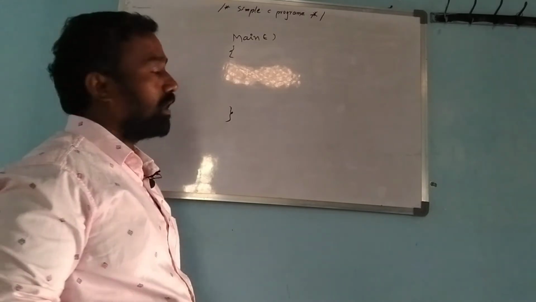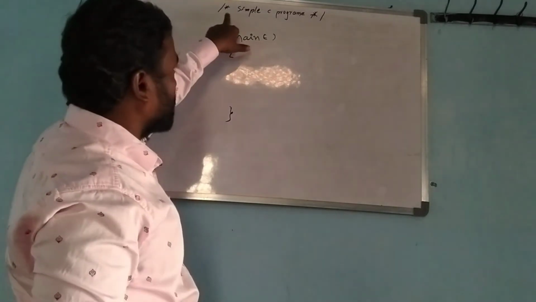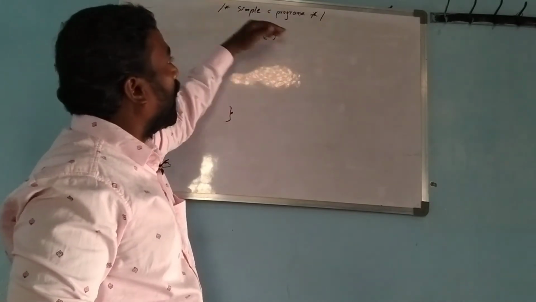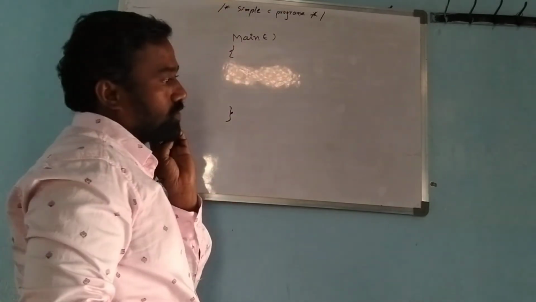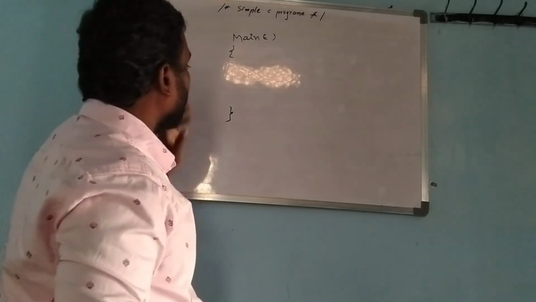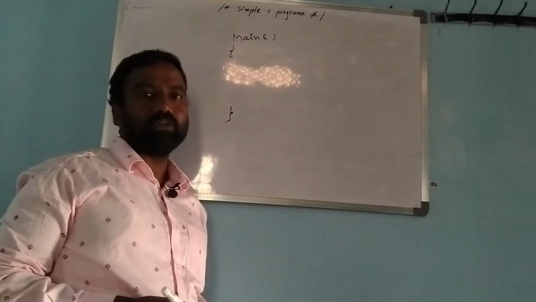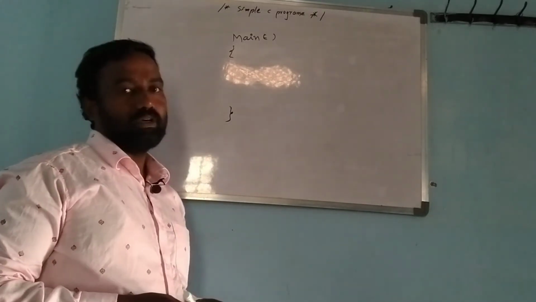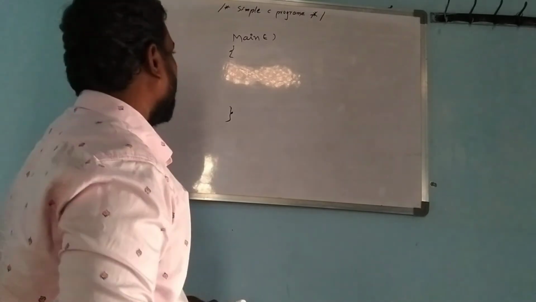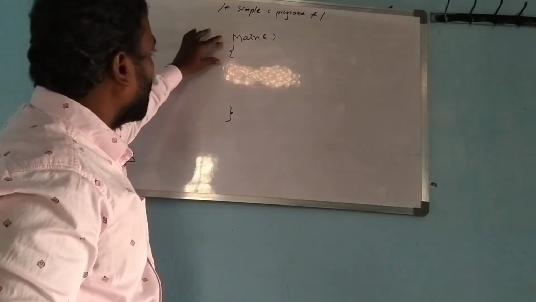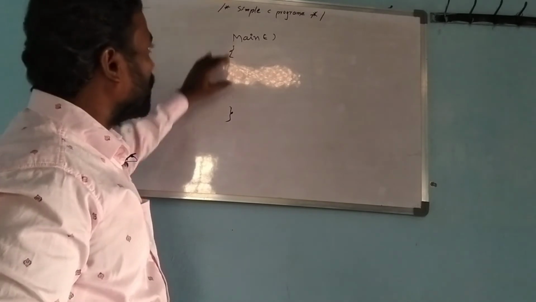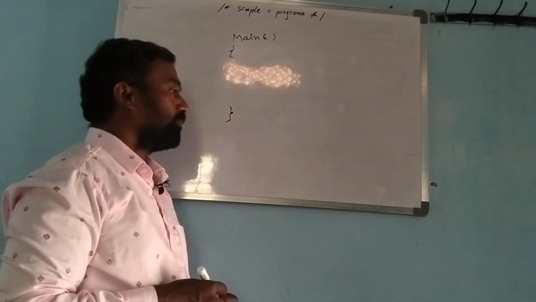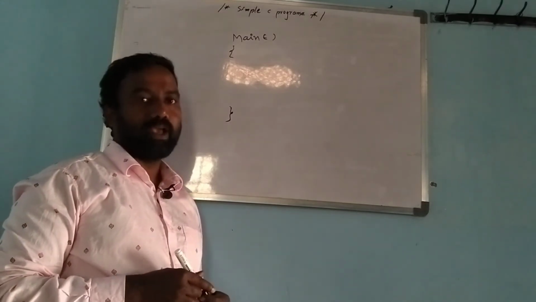The comment lines are written in slash asterisk, simple C program. This comment line cannot be executed. What is the use of the comment line? It is to know the main concept of our program, that means we can know what the program is mainly written for. So this is the main function with open bracket and close bracket. Within the main function we have two parts. I already explained, those are the declaration part and the executable part.